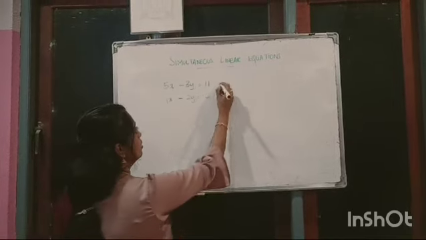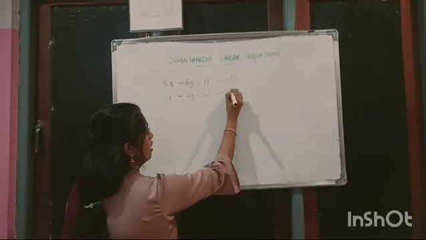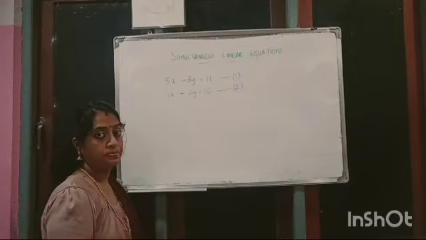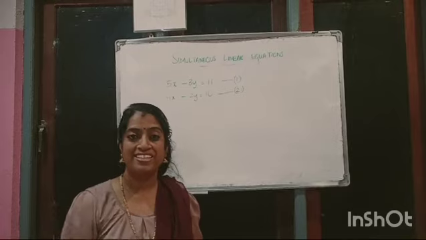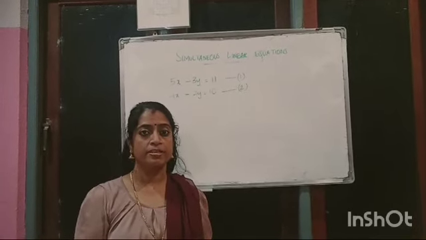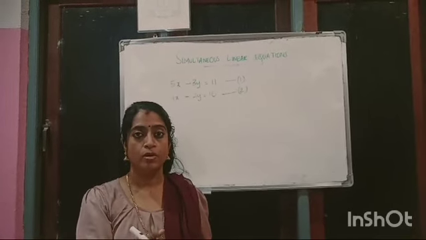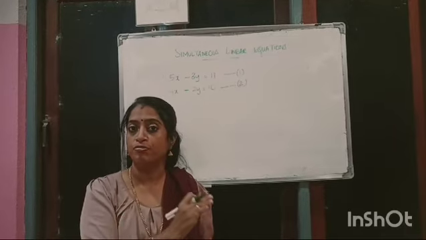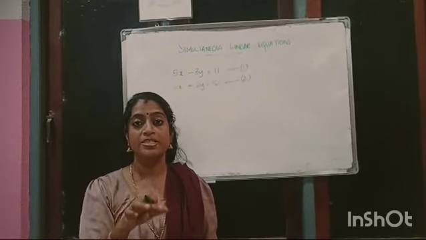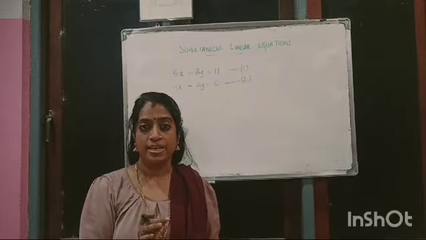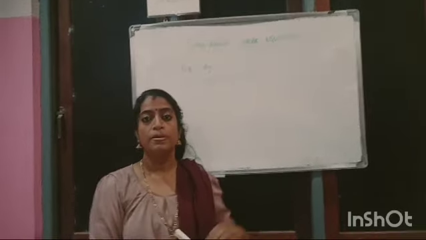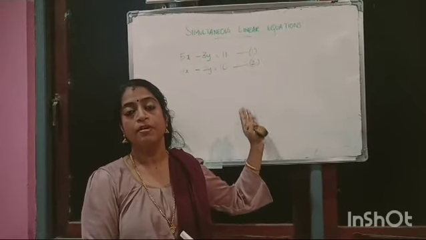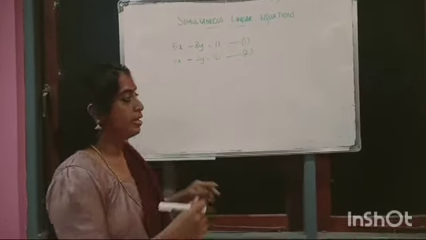So, first we will label them as equation 1 and equation 2. Let us solve by elimination method. What do you mean by elimination? Elimination means removing. Okay, we are cancelling one of the terms, one of the variables. When we are cancelling, we call that method elimination. There are different methods too, but this is a very easy method. We can solve for x and y.